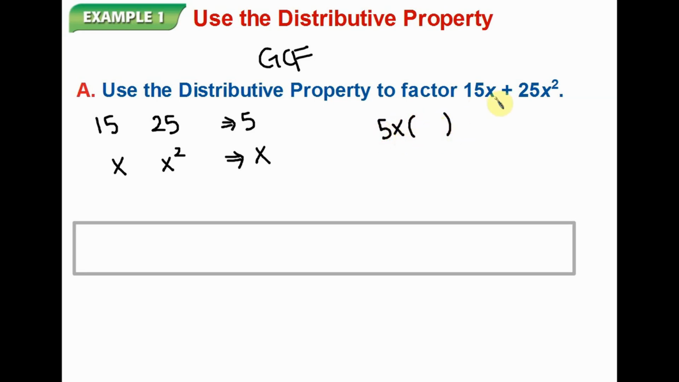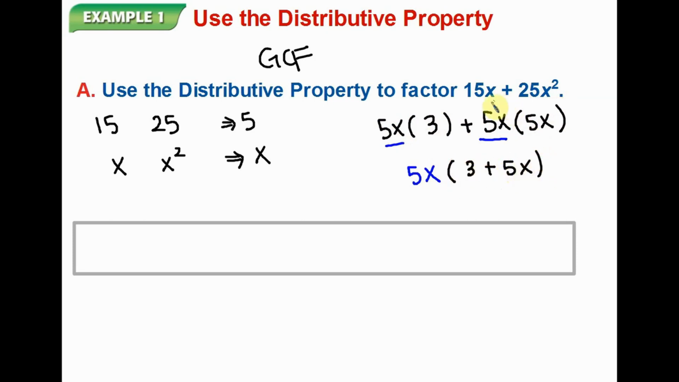5x times what gives you 15x? The answer is 3. Plus 5x times 5x one more time gives you 25x squared. As you see, I have 5x in common. So if I take that out, 5x times the quantity 3 plus 5x results in the same as when you multiply out to 15x plus 25x squared. And that's how I know this is the factored form of 15x plus 25x squared.